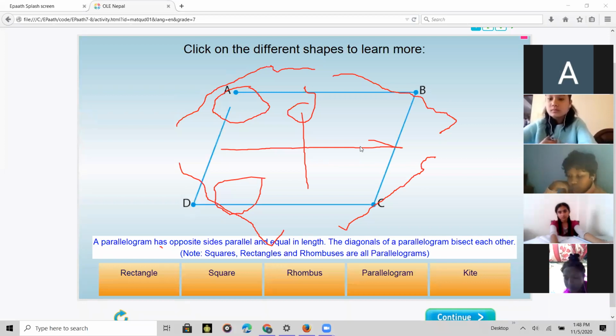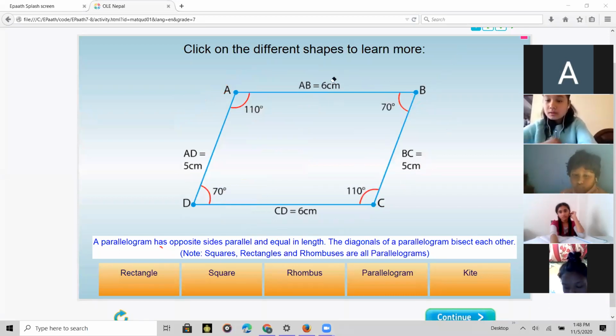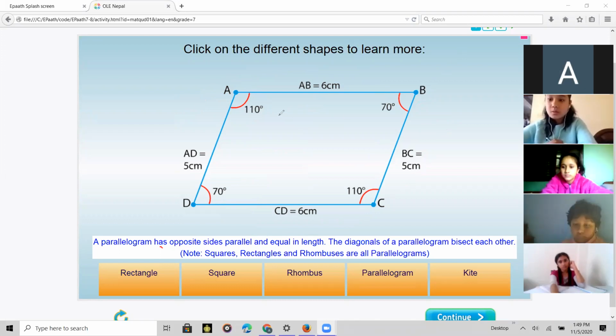Please look at the figure. What you can see is opposite sides are equal here. And other properties, from the figure you can distinguish. Opposite sides are equal. This is 6 centimeter, this is also 6 centimeter. If here is 5, then here also 5.